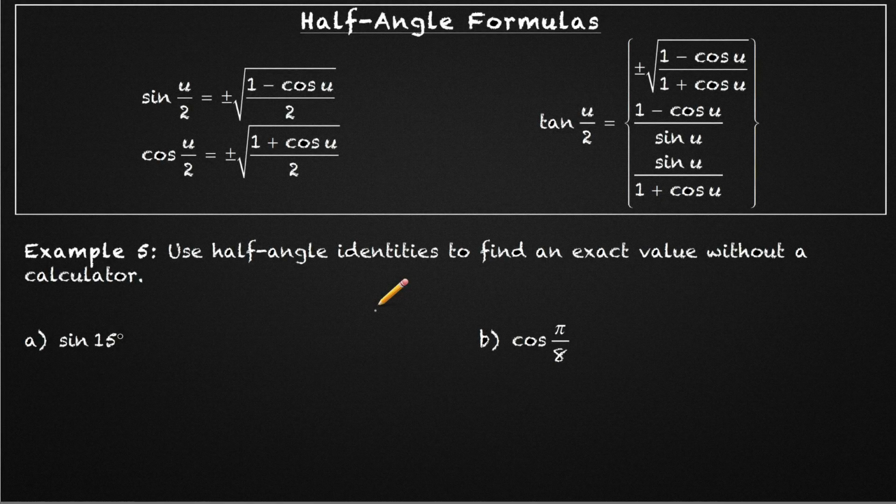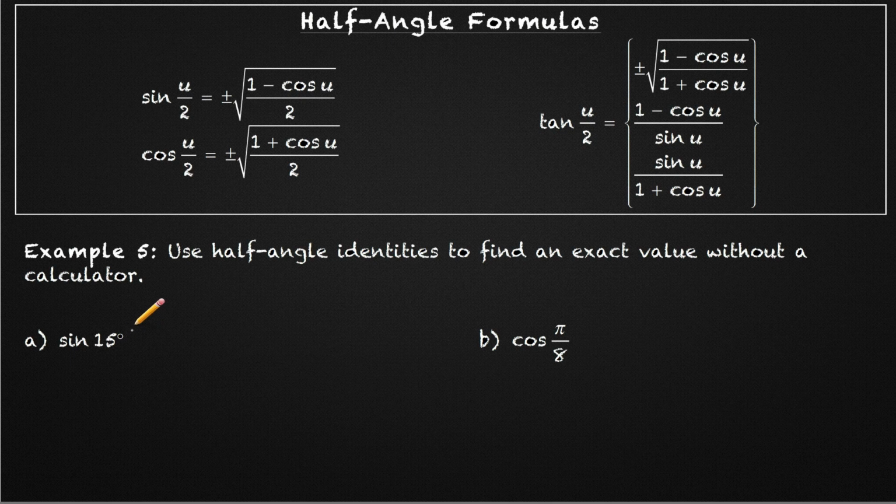Okay, the last set of formulas we're going to learn today is called the half angle formulas. And once again, all these formulas are pretty self-explanatory. You just have to know how to use them. Let's say I'm trying to find the sine of 15 degrees. That's not on my unit circle. And we want to make sure that we use the half angle formulas.